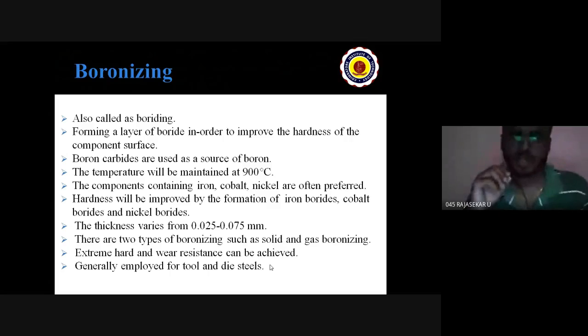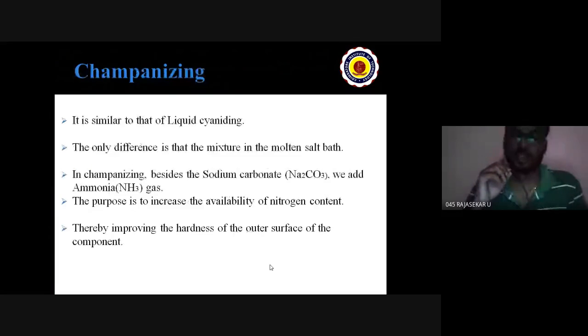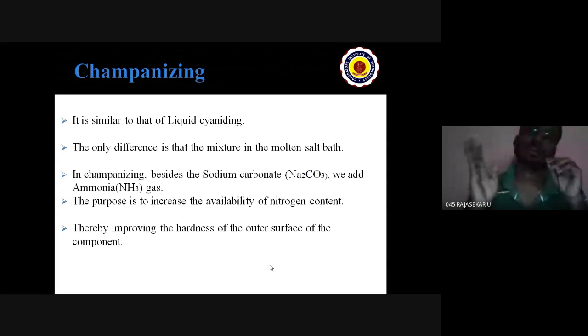Then the last case hardening process is the champanizing process. It is similar to liquid cyaniding. The only difference is that the source for nitrogen will be less. Hence, the carbon layer will be relatively a bit higher than the nitrogen layer.